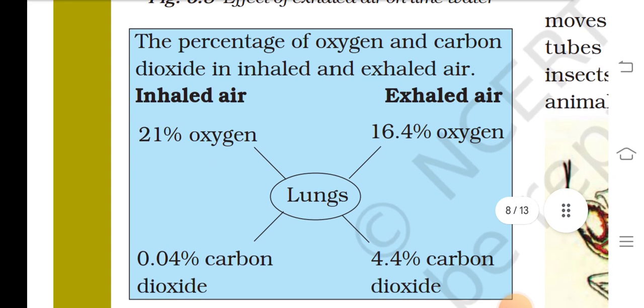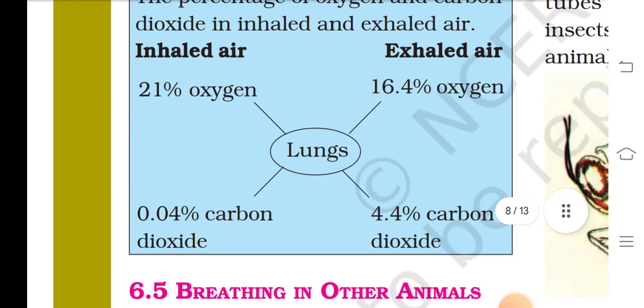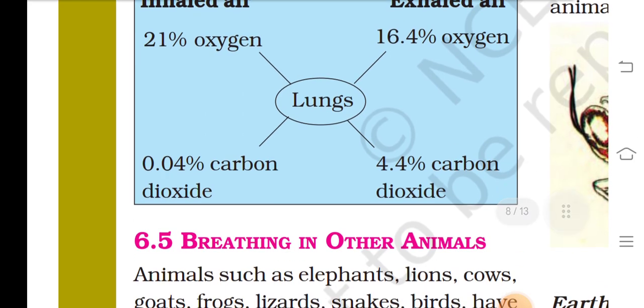The percentage of oxygen and carbon dioxide in inhaled and exhaled air. Inhaled air has 21% oxygen and 0.04% carbon dioxide. Exhaled air has 16.4% oxygen and 4.4% carbon dioxide.